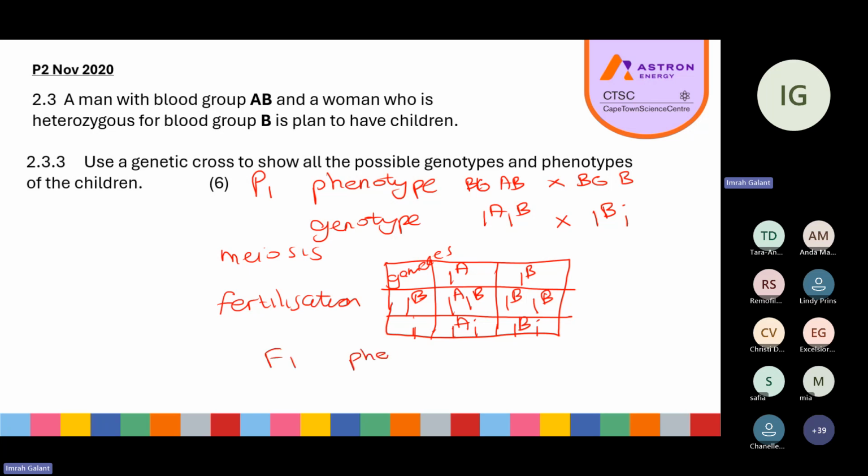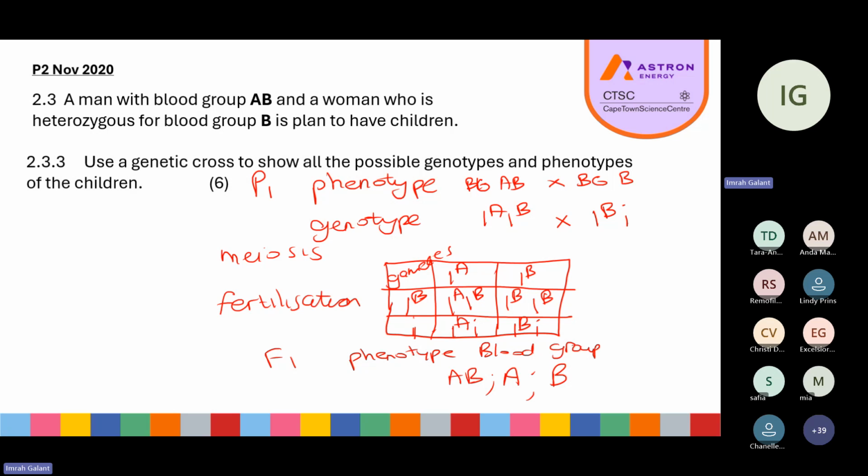So what is the phenotype that was determined? So gamete A and gamete B crossed. So you got blood group AB, gamete A and gamete I crossed. So you got blood group A because blood group A is completely dominant over blood group O. And then you had another cross, you ended up with blood group B over here, homozygous for blood group B, and then over here you have homozygous again for blood group B.